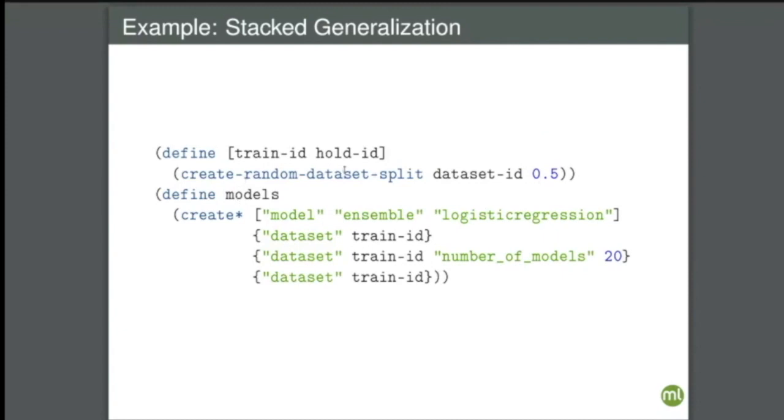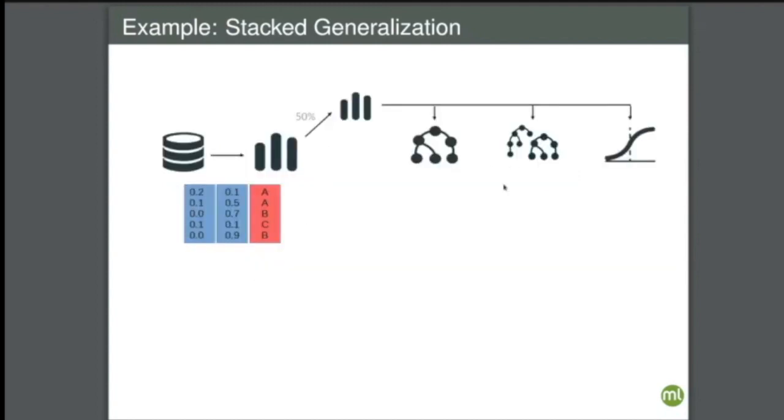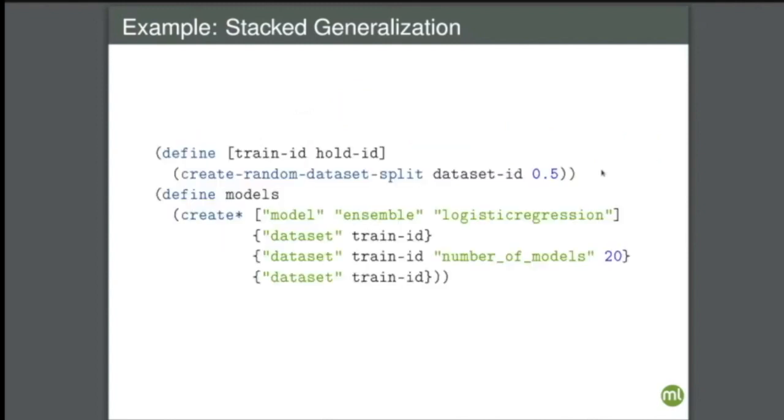I want a random data set split into halves. See here, and now I want to create, this star means create more than one model. I want to create a model, an ensemble, and a logistic regression. These are the parameters. There, I've created this thing. This part of the workflow is this handful of lines in WhizzML.